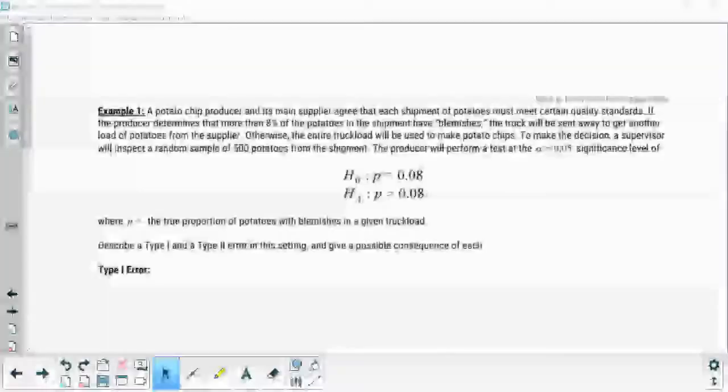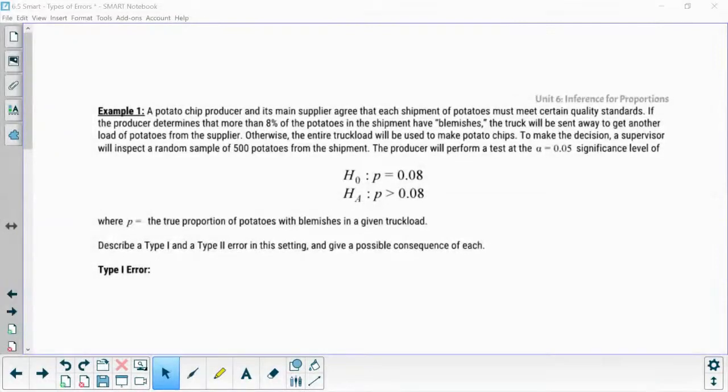So to make the decision, a supervisor will inspect a random sample of 500 potatoes from the shipment, and the producer will perform a significance test at the alpha equals 0.05 significance level of our null being the true proportion of potatoes with blemishes is 8%, or the alternative being the true proportion is greater than 8%. So that's what I defined my parameter as, and I'm going to describe a type 1 and type 2 error in this setting and give a possible consequence of each.